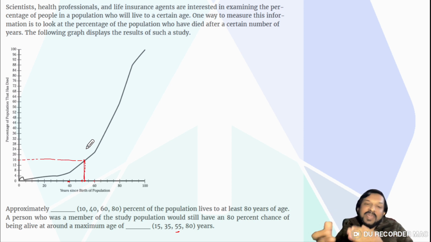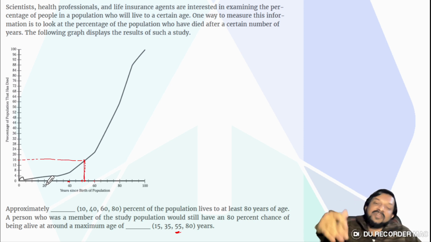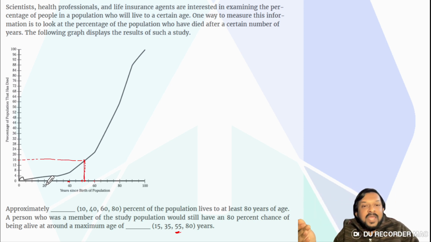therefore it will be greater than 80 for sure, because this is the percentage of people who are dying. So obviously the number of people living is greater than 80. Now therefore 55 will be my correct answer. Okay, the answer can be actually 15 or 35 also, because at 15 or 35, as you can look at the graph, very common sense that the percentage of people dying will be far lesser, and obviously therefore the percentage of people living will be greater than 80%.